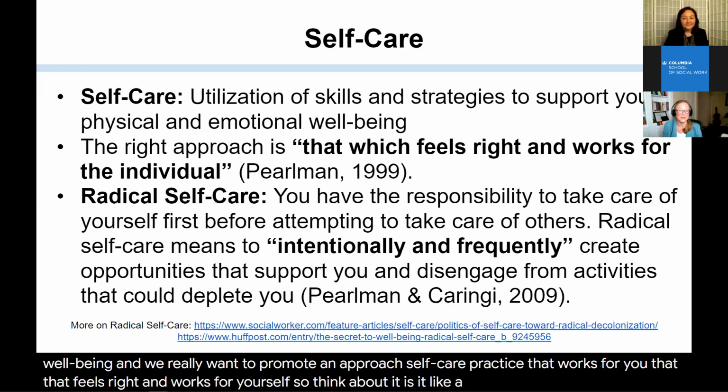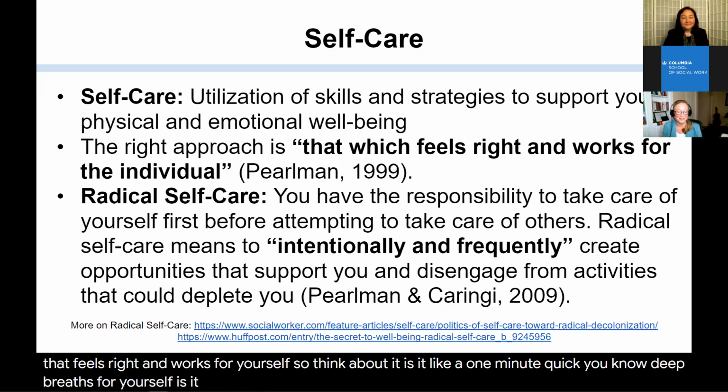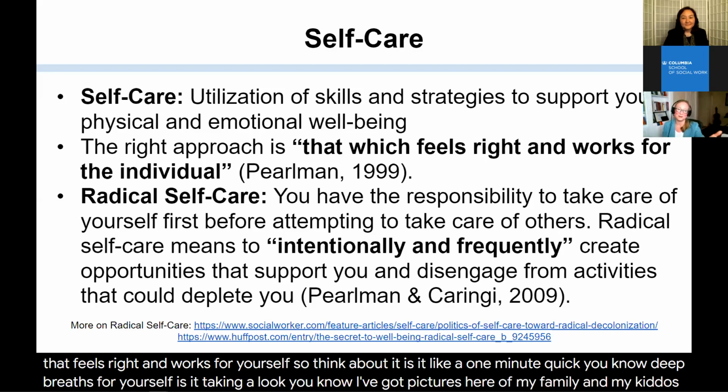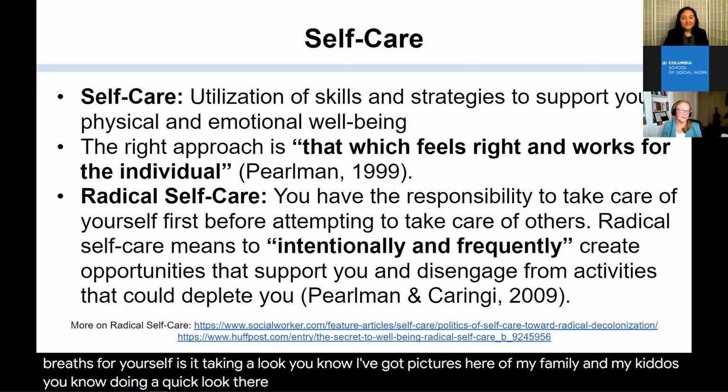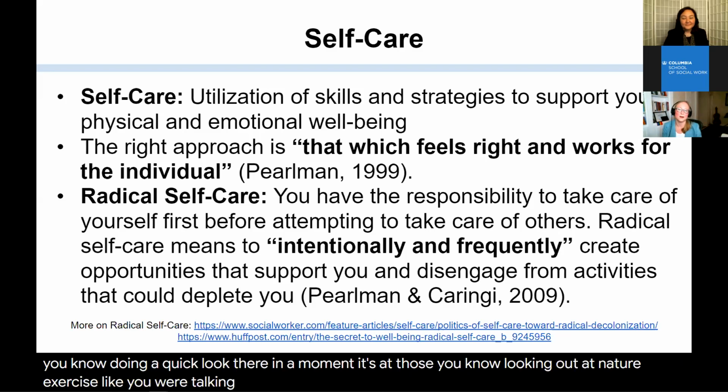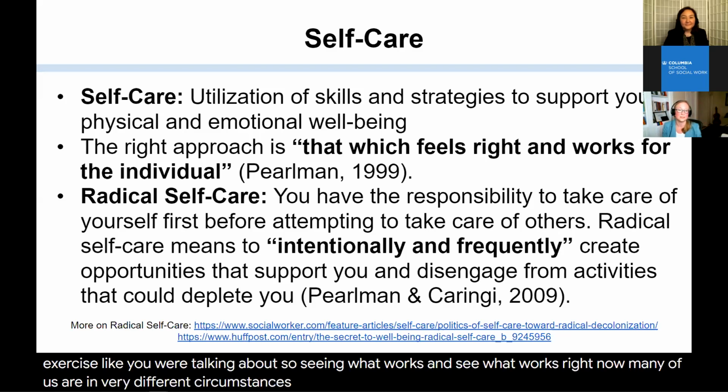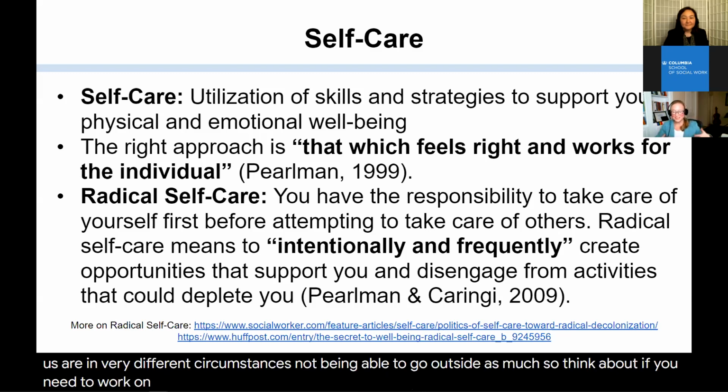Is it a 1-minute quick, deep breath for yourself? Is it taking a look? I've got pictures here of my family and my kiddos, doing a quick look there in a moment. Is it looking out at nature, exercise like you were talking about? So seeing what works, and seeing what works right now. Many of us are in very different circumstances, not being able to go outside as much. So thinking about if you need to work on resetting those intentions.